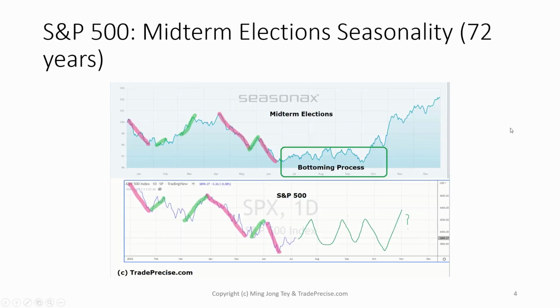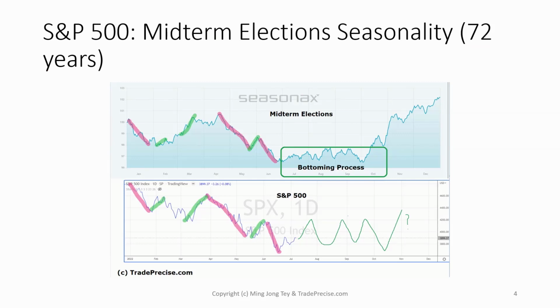So right now, let's jump into the seasonality chart. This is the midterm election seasonality chart from SeasonX. You can definitely check it out if you really want to study seasonality, because I think it's one of the best sites for all those seasonality charts. That's based on 72 years, so lots of data. I think that's as many years as I can get from that site. That's 72 years of data for the S&P 500.